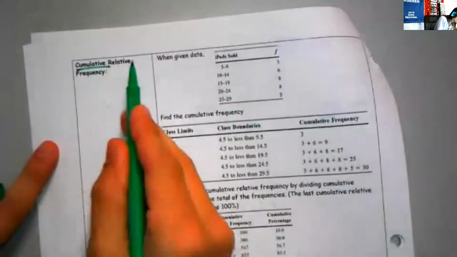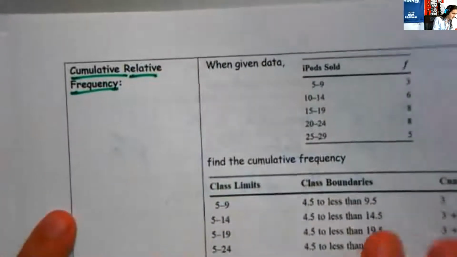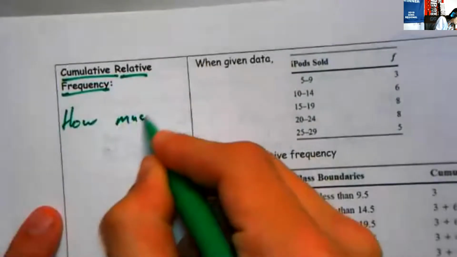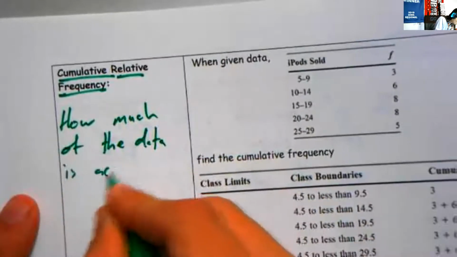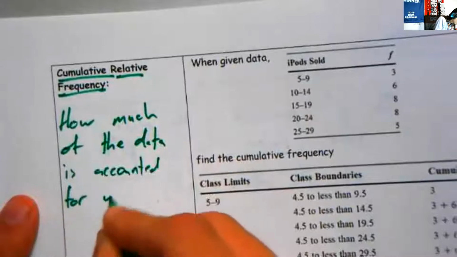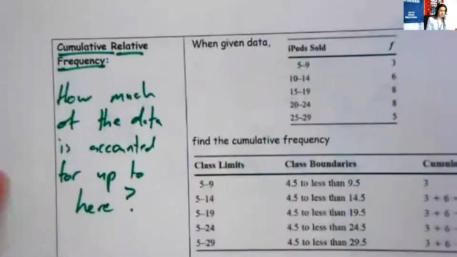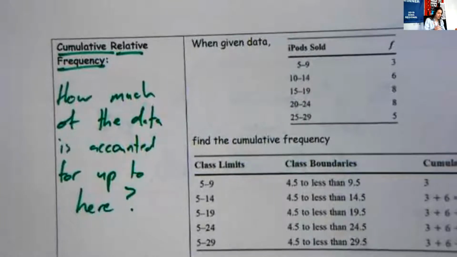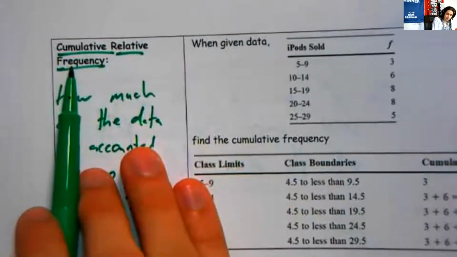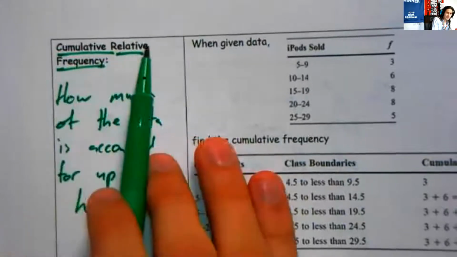I want you to work through this kind of on your own, but I'm going to talk about what the words cumulative relative frequency mean. Cumulative. You've seen that word before. What does this mean? How much of the data is accounted for up to here? That's what cumulative relative frequency is talking about. Cumulative, accumulate, to build up. How much has built up? Relative frequency, well, how many times has it happened? That is frequency. Relative frequency is relative to the total population size. So cumulative is how much total buildup, accumulate.